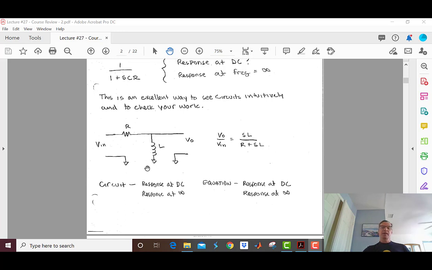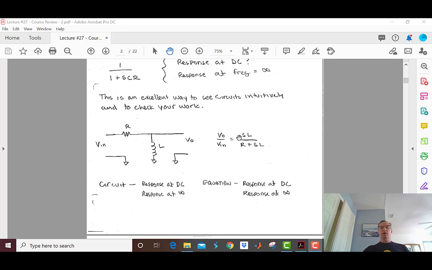For the response at infinity, I know that the impedance of the inductor is j omega L, so that's j infinity times L, so it's going to look like an open circuit. So the response of this circuit at infinity is going to be 1. So we have a 0 and a 1.